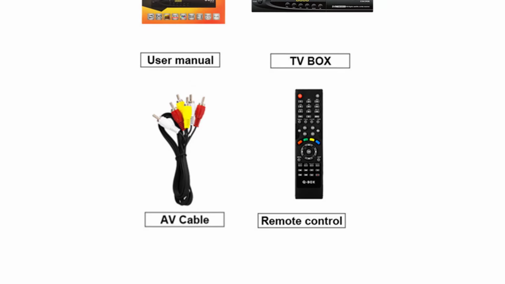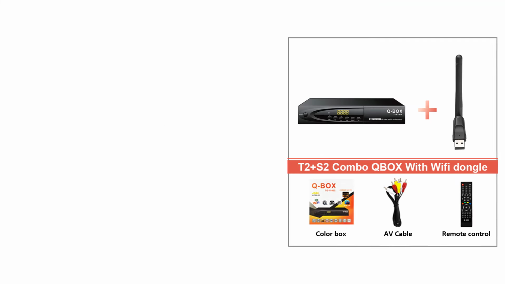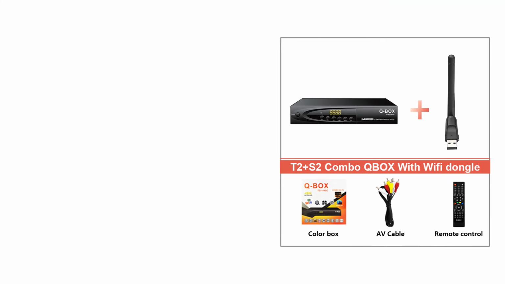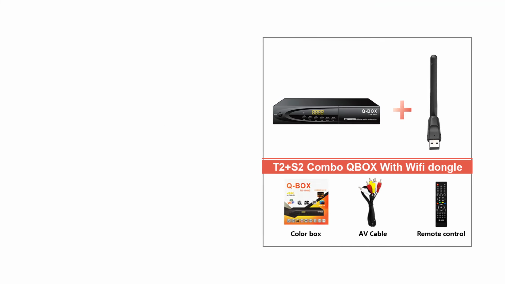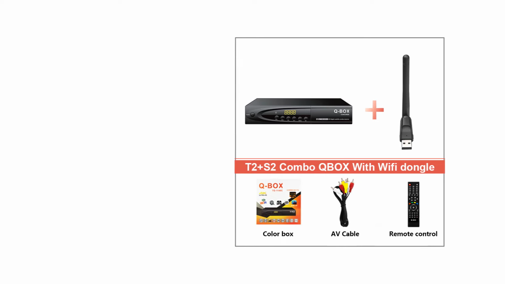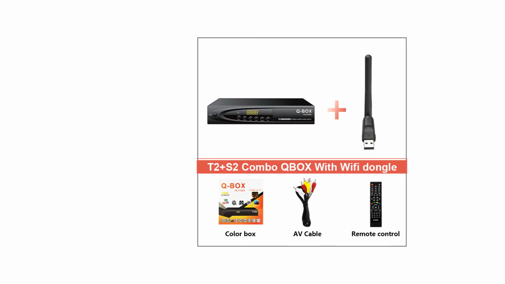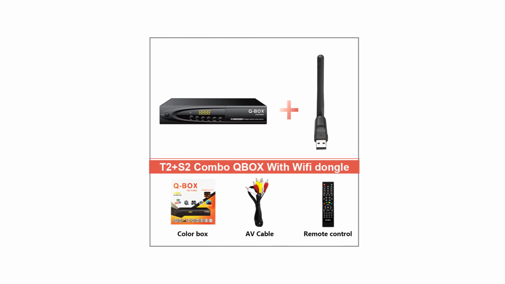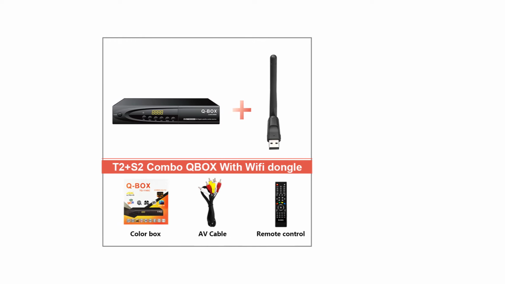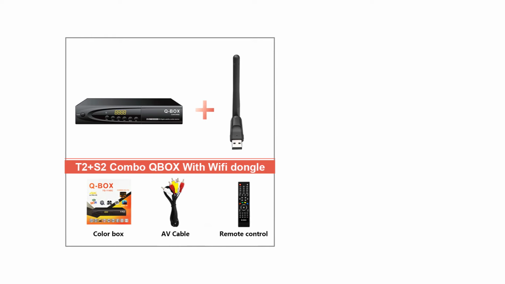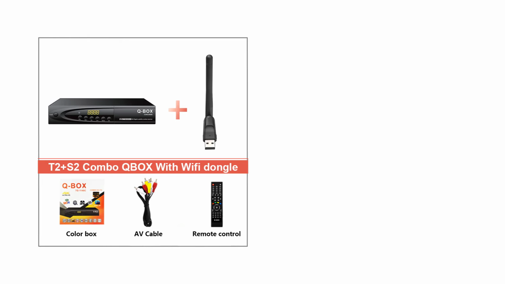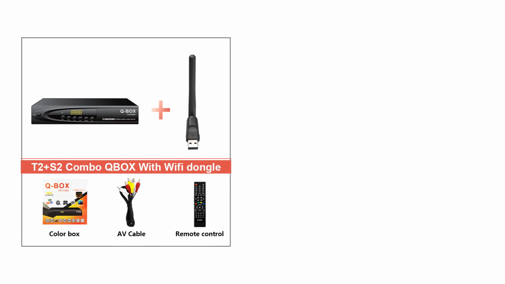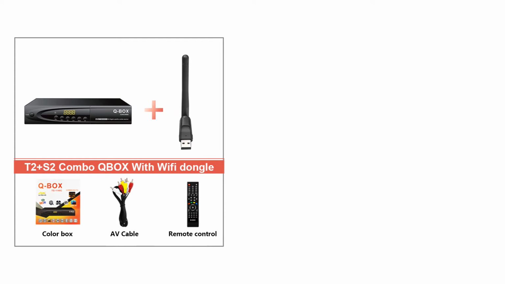The QBOX also supports DiSEqC 1.0/1.1/1.2, providing seamless integration with your satellite dish setup. In summary, the DVB-T2/S2 Combo QBOX Satellite TV Receiver stands out as a top-tier choice for those seeking a feature-rich, high-performance digital TV decoder. Its compatibility with various formats, user-friendly interface, and robust design make it a must-have for anyone looking to elevate their home entertainment system.